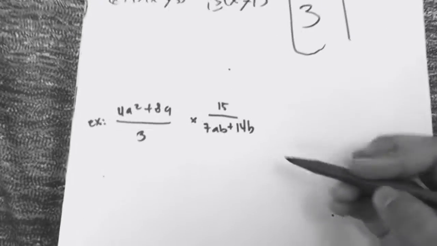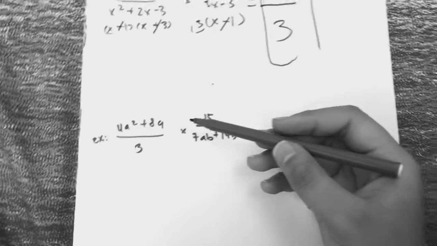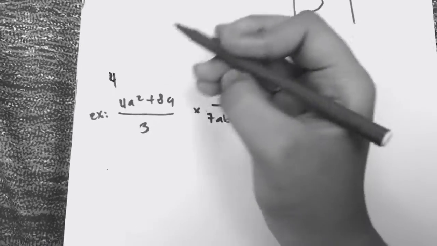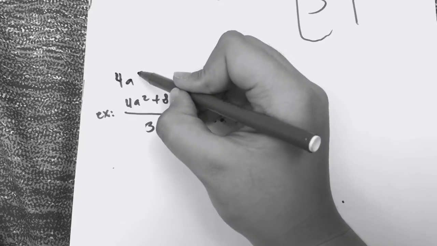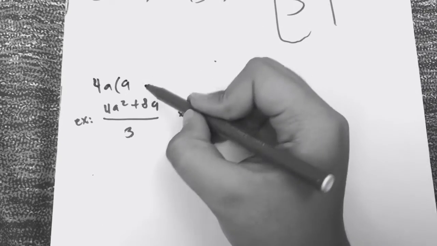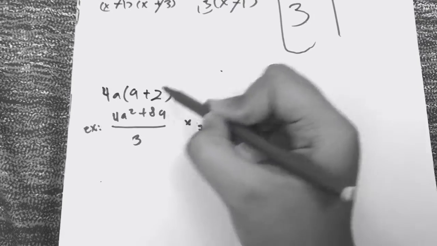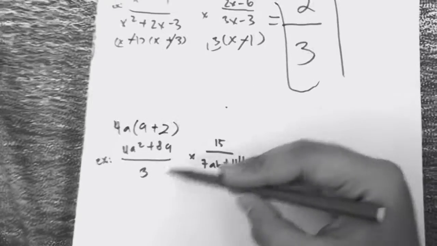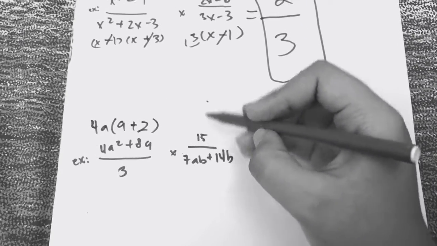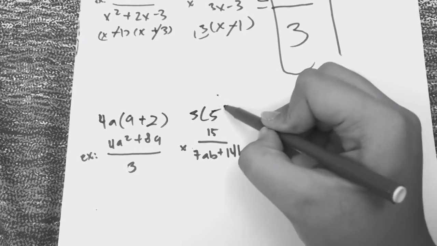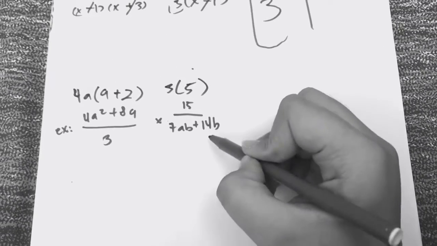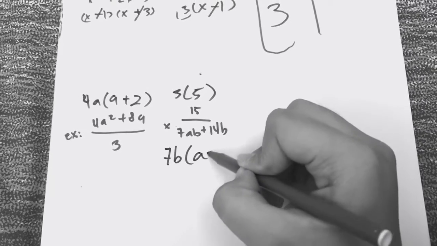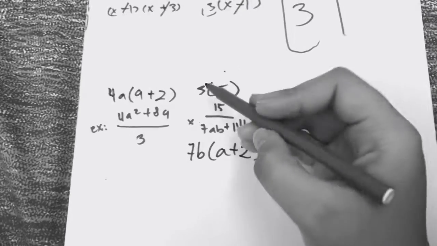You will do the same for the next problem. First, start by factoring all terms. In here, you can factor it by 4a, making it 4a times a plus 2. And since 3 is already a prime number, you cannot factor it more. So we'll leave it as it is. And you can factor 15 by 3, making it 3 times 5. And you can factor this term by 7b, making it 7b times a plus 2.